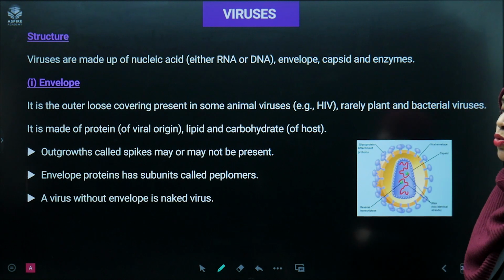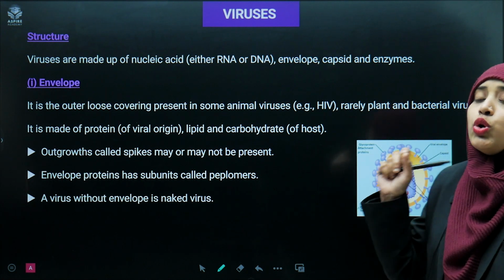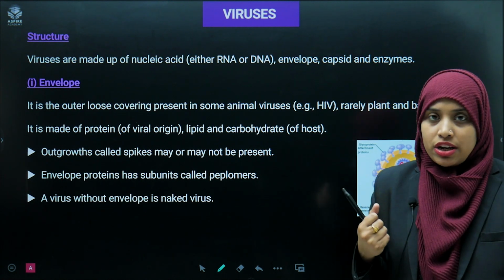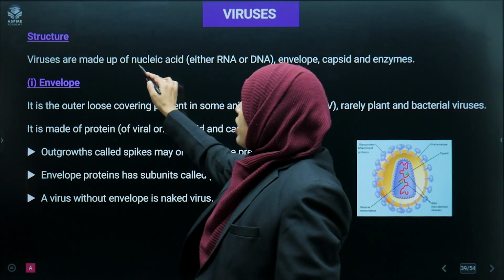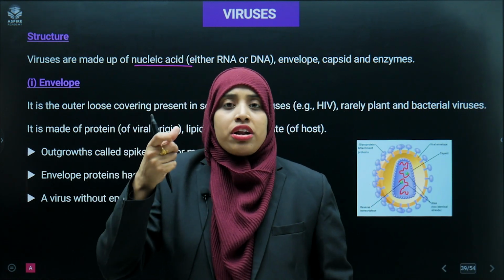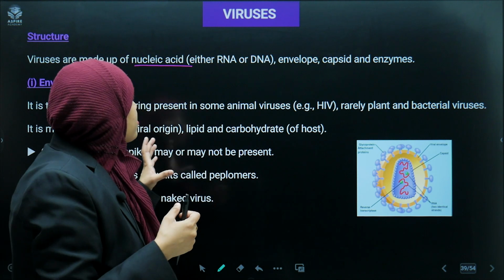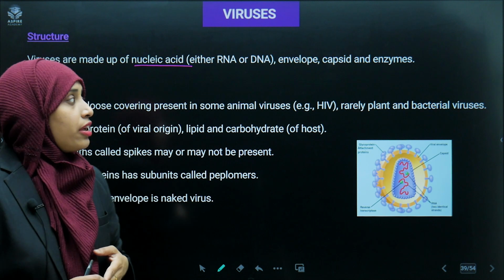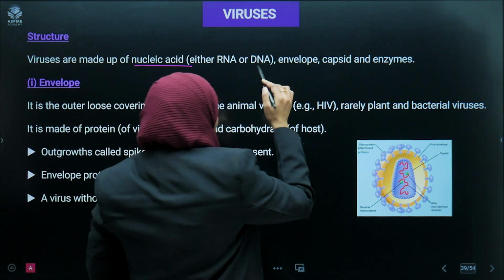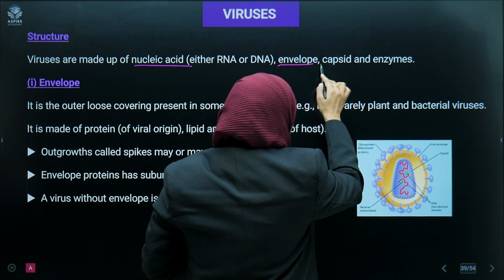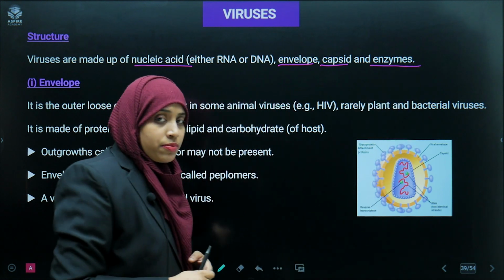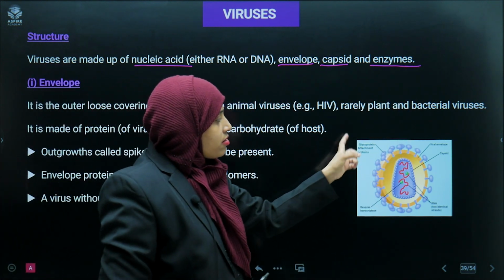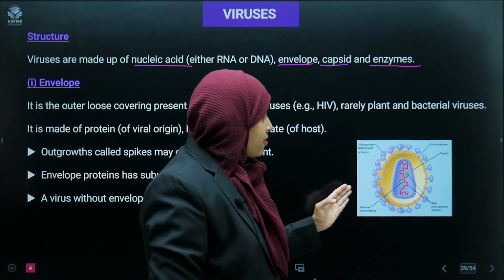Now the structure. Viruses, we know they are made up of the nucleic acid, nucleoprotein का बना है, ठीक है. So that nucleic acid is containing what? DNA or RNA. वो nucleic acid जो present है viruses में, that is either DNA or RNA. And even they are the virus structure, they have envelope, capsid, and the enzymes. Okay. Now this is a simple diagram of virus.